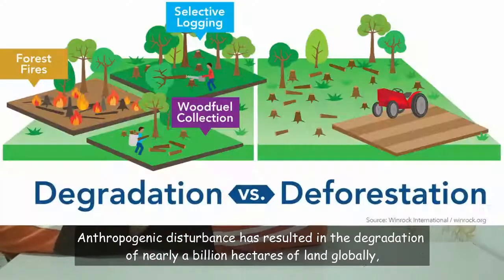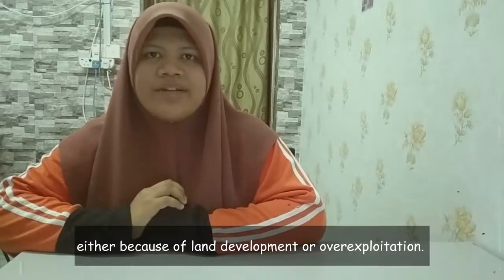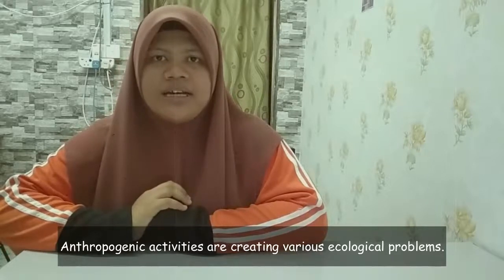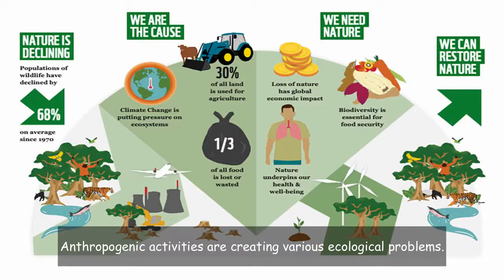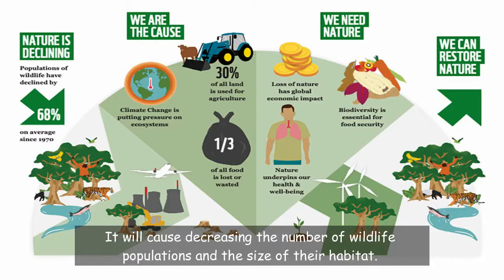Anthropogenic disturbance has resulted in the degradation of nearly a billion hectares of land globally, either because of land development or overexploitation. Anthropogenic disturbance is creating various ecological problems. It will cause a decrease in the number of wildlife populations and the size of their habitat.